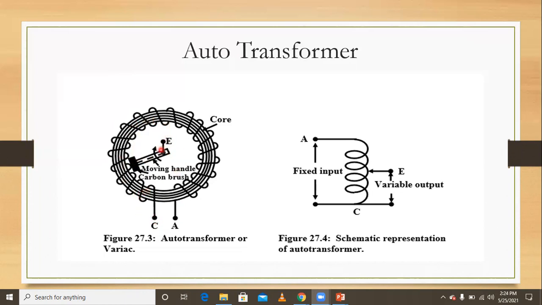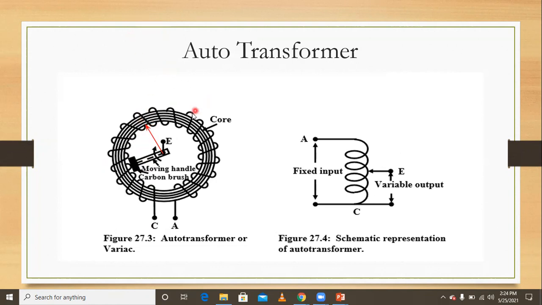If it is connected at some other position, for example, if this handle is moved like this, what is the voltage here? What is the voltage from C to E? Between these two, by changing this handle, the output voltage of the transformer can be changed. So this is called an auto transformer.